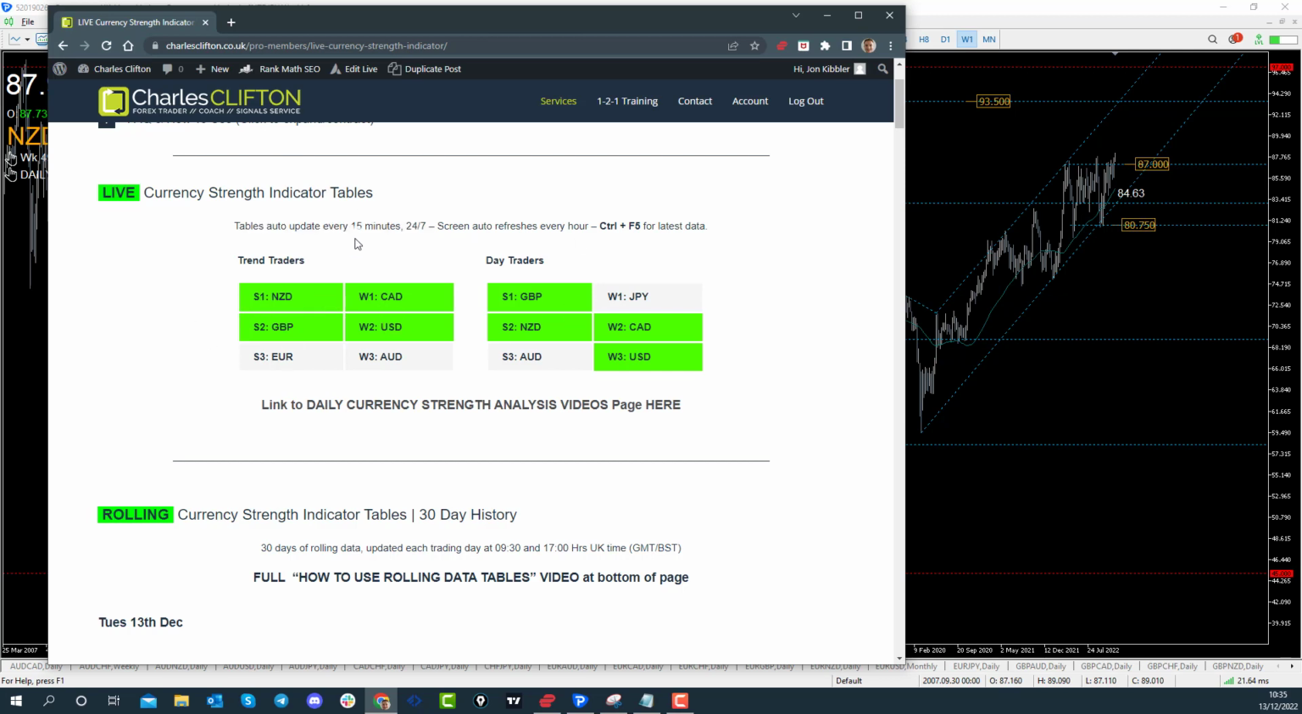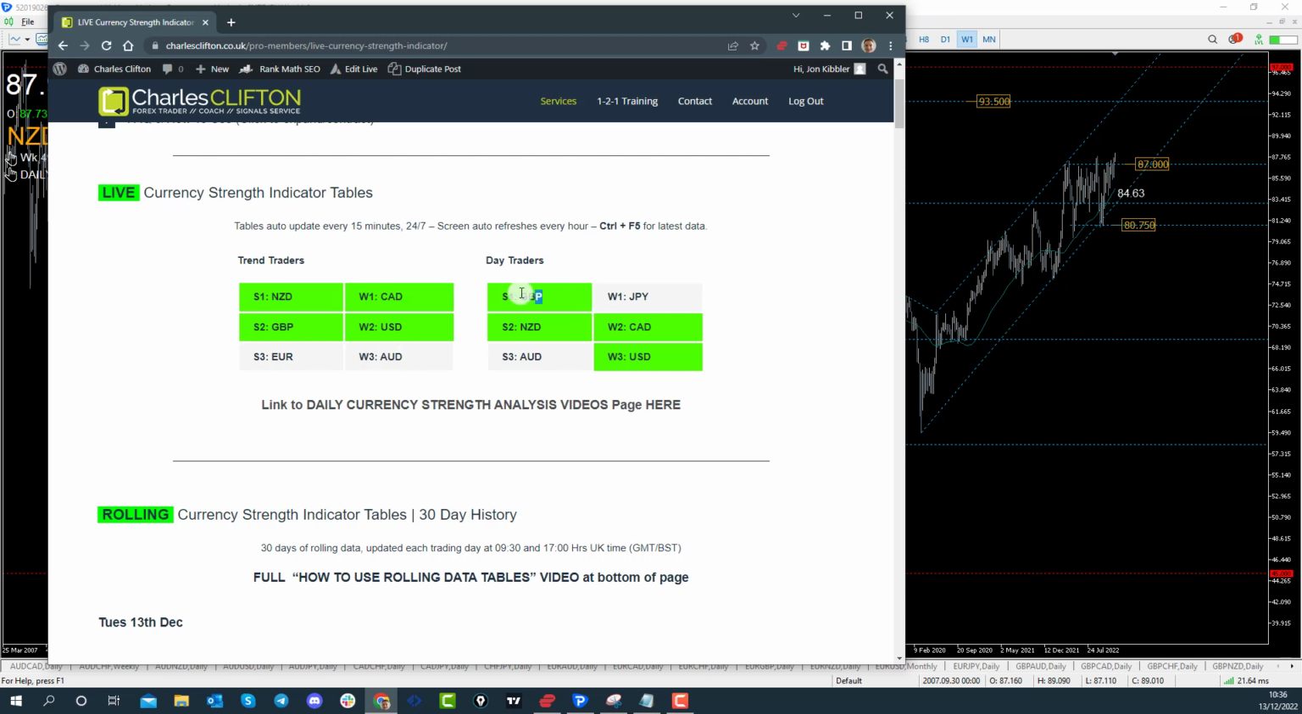So what are the currency strength indicator tables telling us today? Well, the trend traders table is showing us that the New Zealand dollar remains as S1, the pound is S2 and the euro is S3. On the weak side, we've got the Canadian dollar as W1 still, with the US dollar following that as the second weakest currency, followed by the Australian dollar as the third weakest currency.